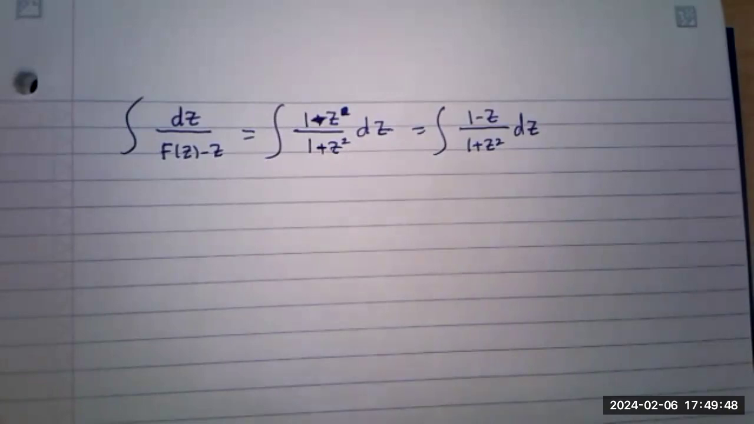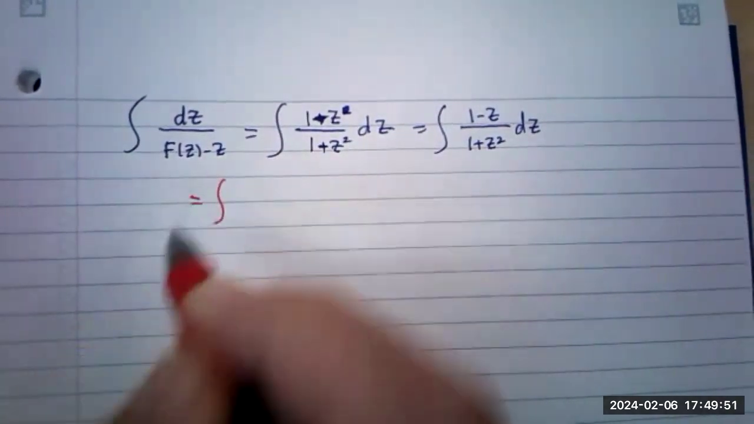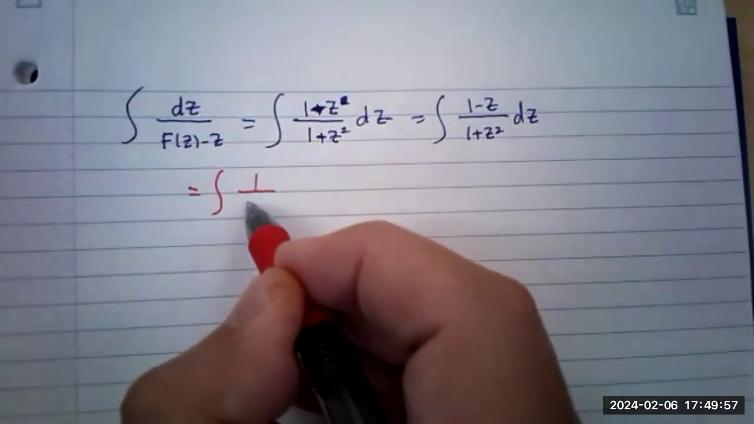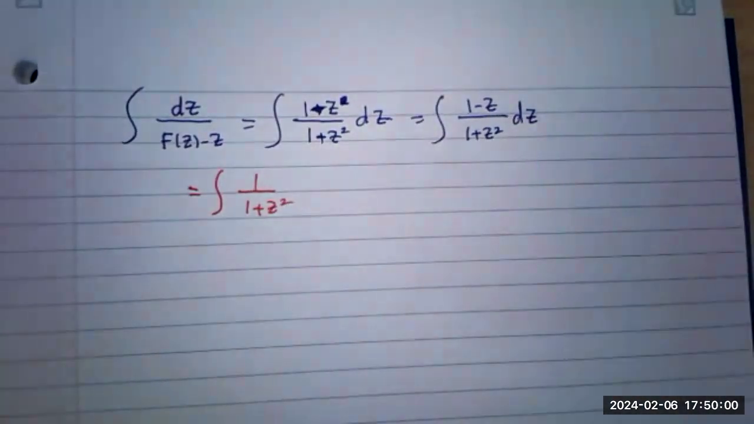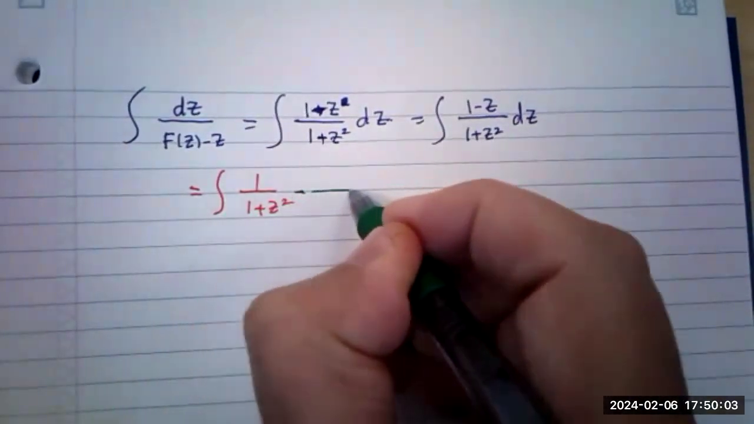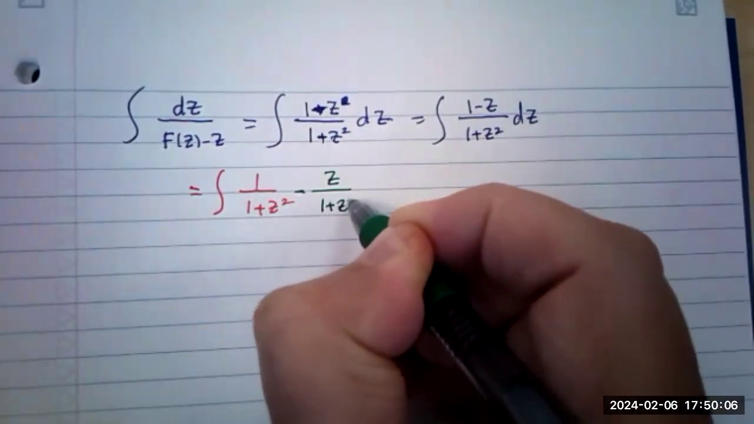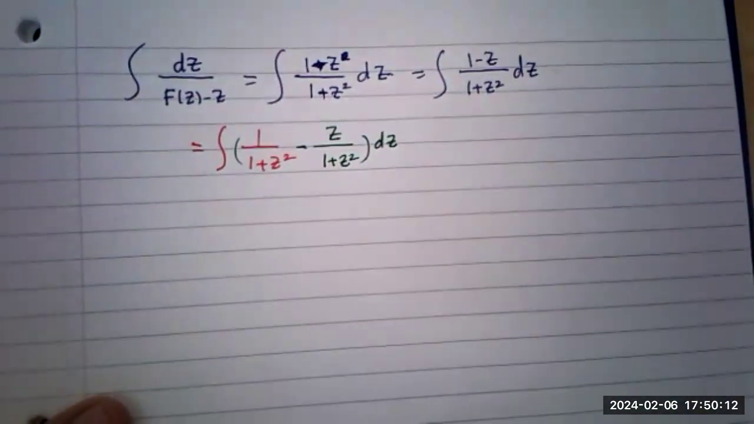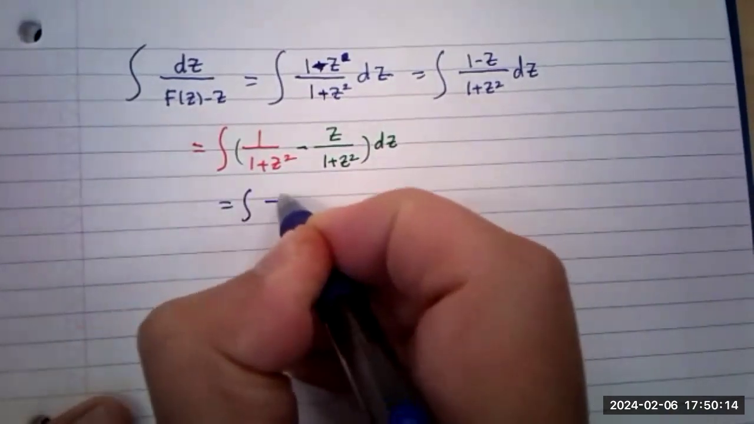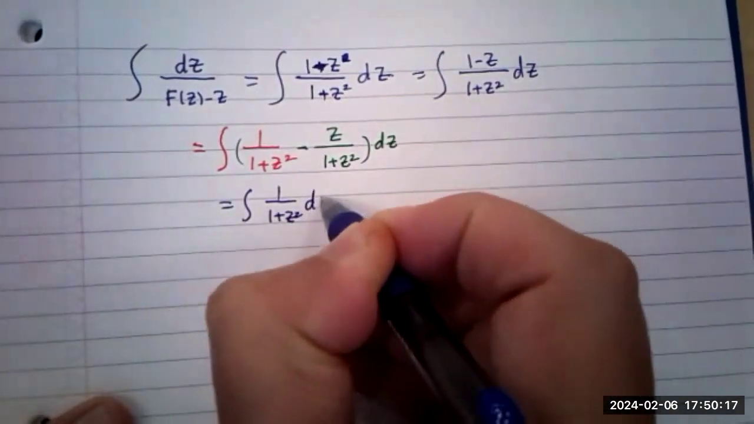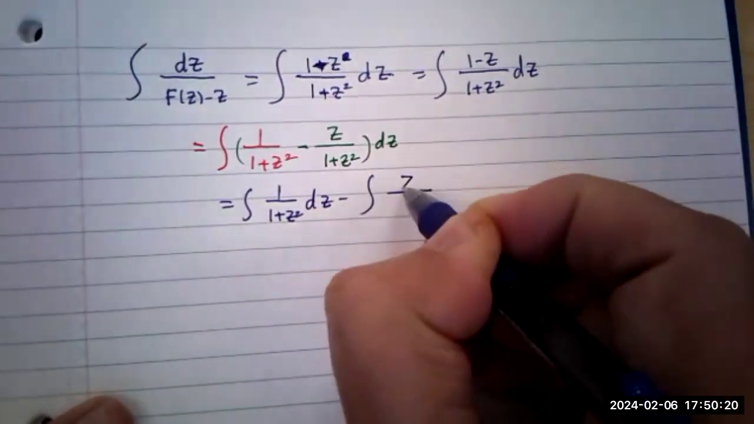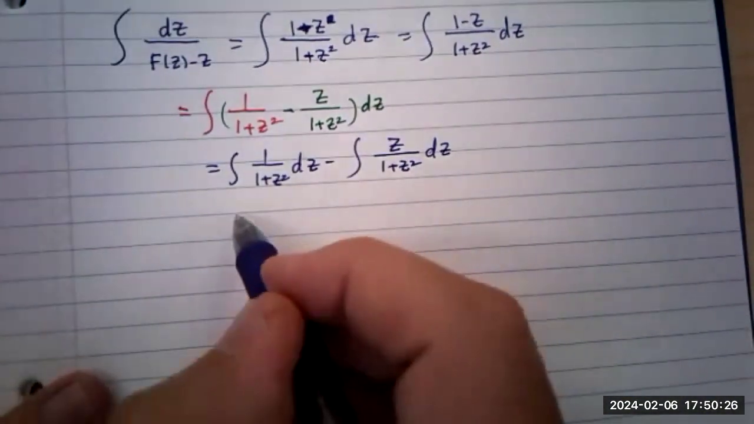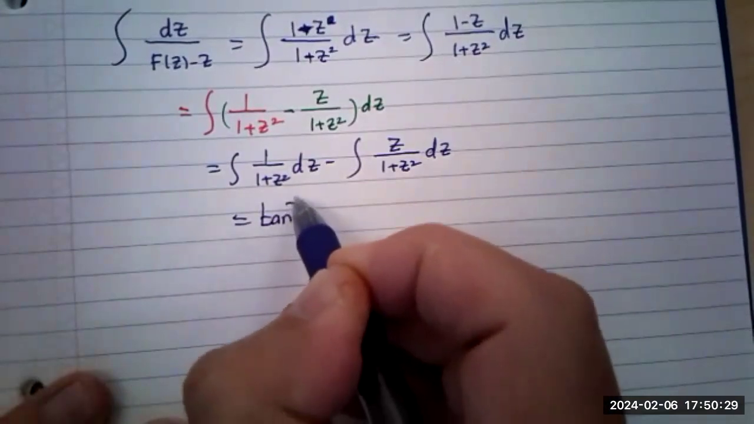So we're going to break it into 2 parts. It's going to be equal to, let me write it down for you, 1 over 1 plus z squared, this is one of them. The other one would be minus z over 1 plus z squared dz. So 1 over 1 plus z squared dz, the first one, minus z over 1 plus z squared dz, the second one. The first one is tangent inverse of z.